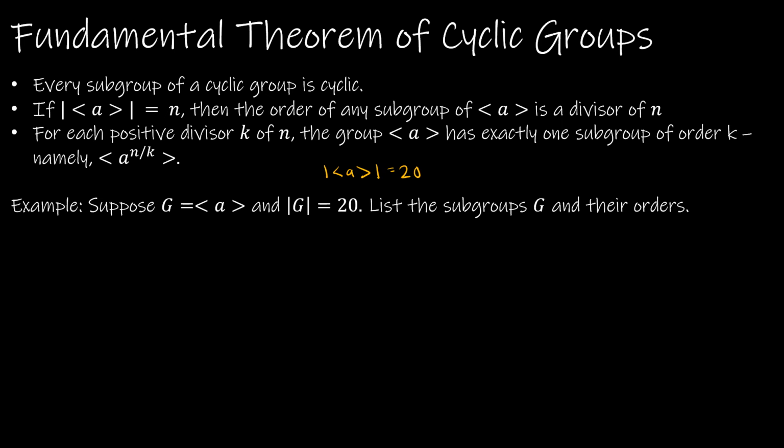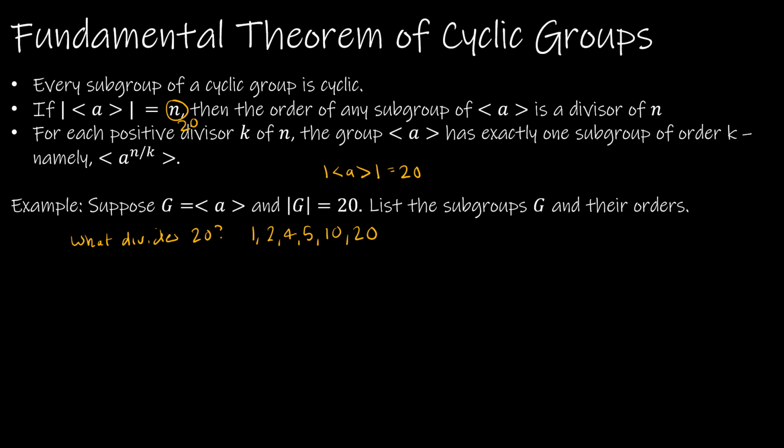Well, what we need to do is think about 20 being n. So this is 20 in our example that we're looking at. Then the order of any subgroup is a divisor of n. So let's think about what divides 20, or factors of 20: 1, 2, 4, 5, 10, and 20.